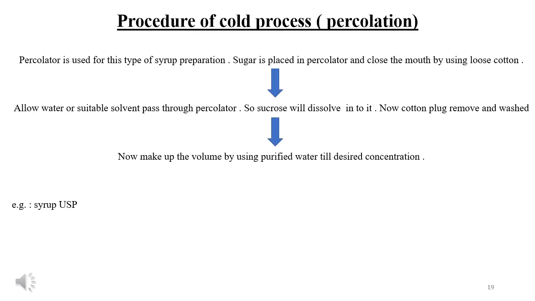After complete dissolution of the sugar, the cotton is removed and the solution is passed. Now make up the volume using purified water to the desired concentration. An example of this type of formulation is sugar syrup USP. USP stands for United States Pharmacopoeia.